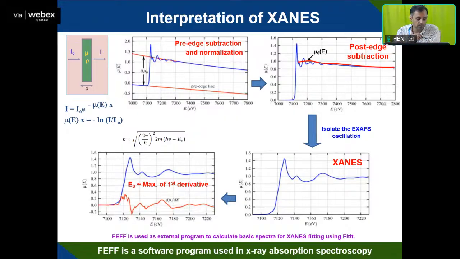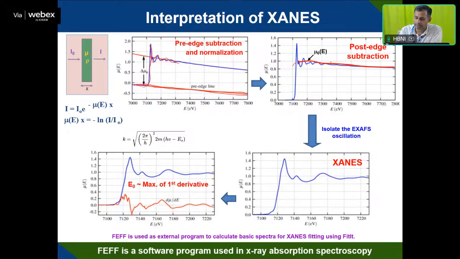First, the absorption occurs like this by X-ray spectroscopy. Then you have a pre-edge band, and you have a background like a straight line that you have to subtract first. Once you subtract that mu0, the energy-dependent background mu0(E), then after subtraction you get the post-edge, and you get this type of spectra. And then isolate the X-ray part.